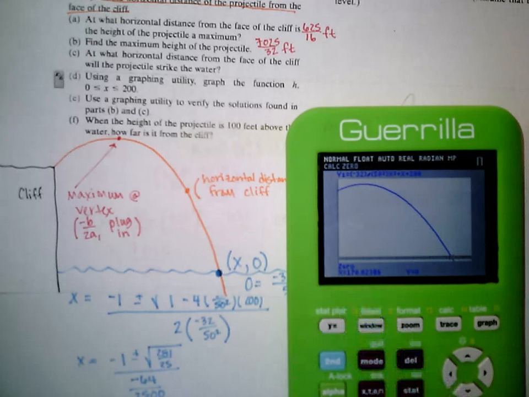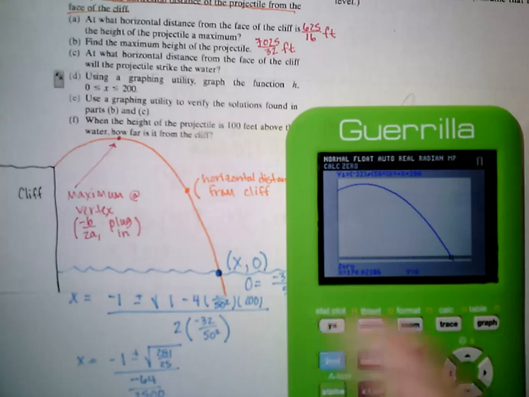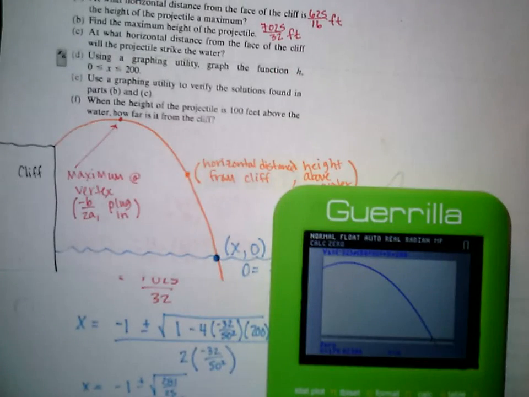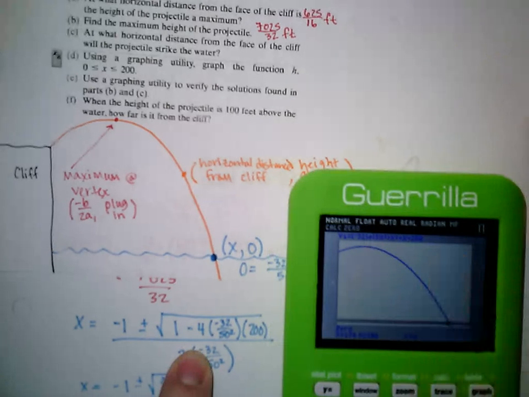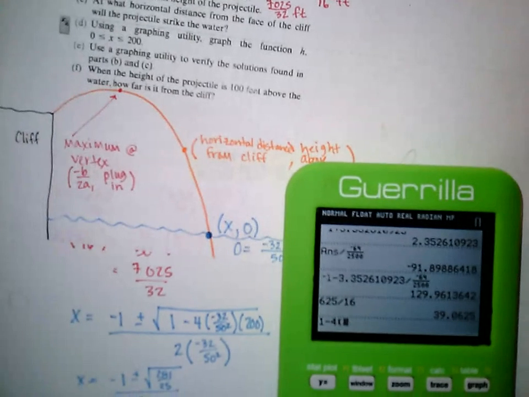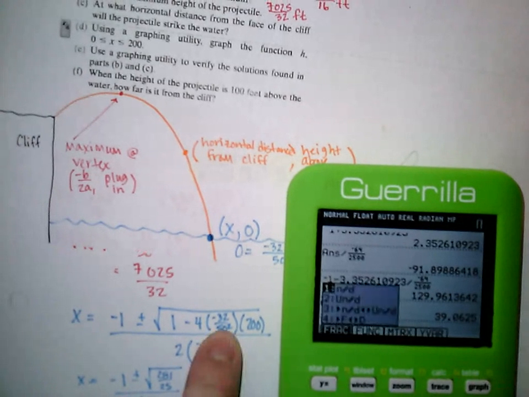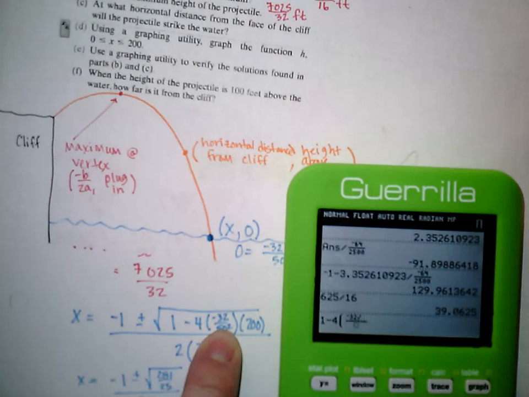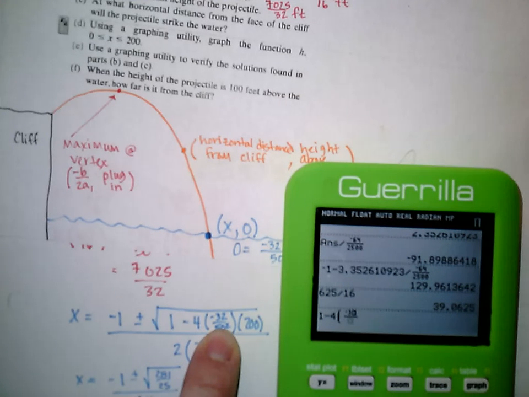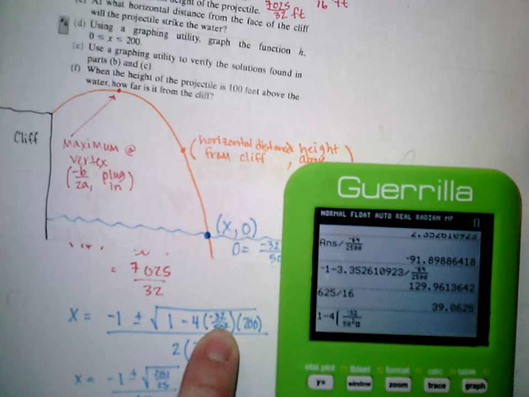Did I make a mistake in my computations here? I bet I did. Shoot. Okay, I'm going to go back and fix it because I don't want to be wrong. Good thing we verified, right? So 1 minus 4 times a, which was negative 32 over 50 squared. You guys probably caught my mistake earlier. Negative 32 over 50 squared. So now I'm trying to catch up with you.